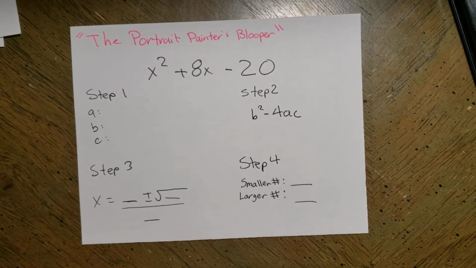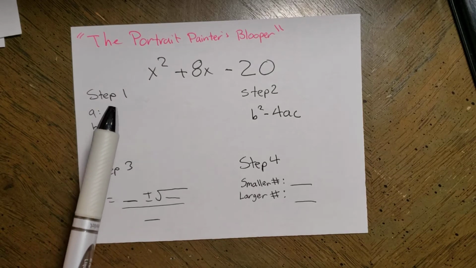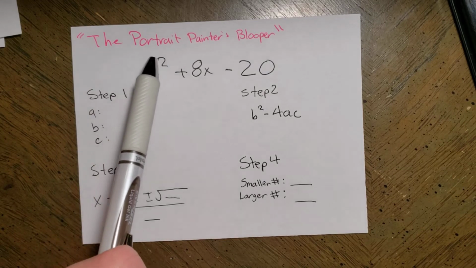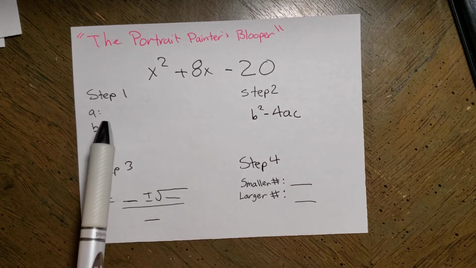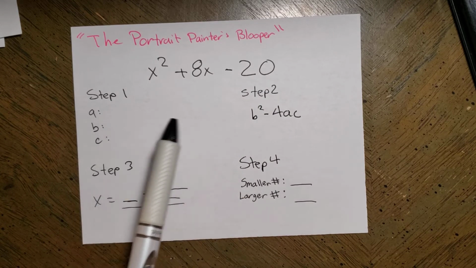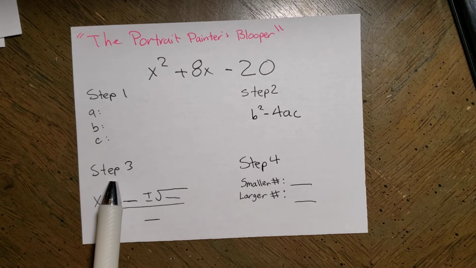All right, students, here it is. The final quadratic equation question, I suppose. The portrait painter's blooper. Step 1, identify A, B, and C. Step 2, do the discriminant. Step 3, fill it out.